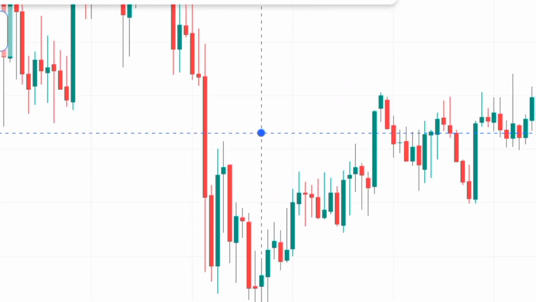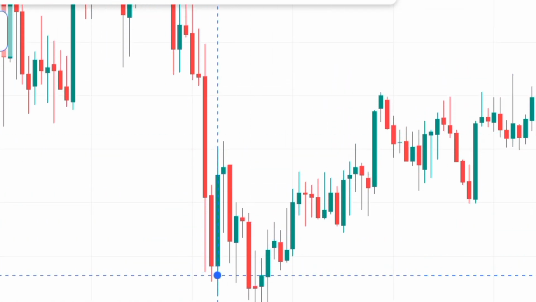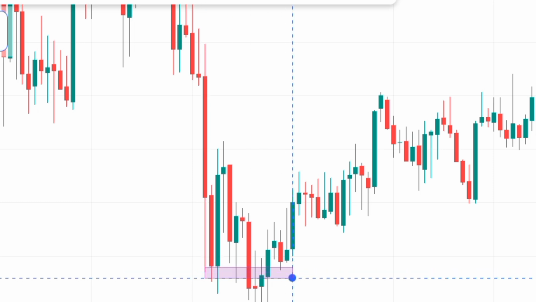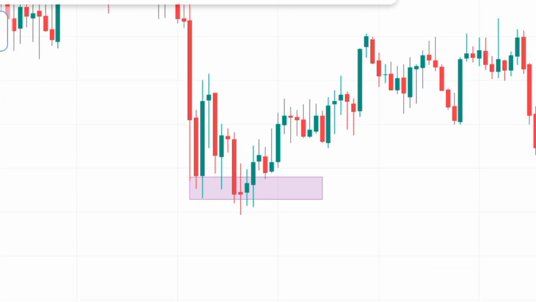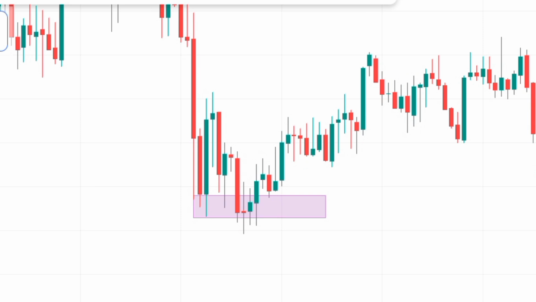So now we have also here. You can see there was a level here. This level was tested very many times. And you can see how the market was coming and rejecting this zone. And after it moves up, that means that was a support level, right? So whenever the price comes and rejects and moves up, that is a support level.